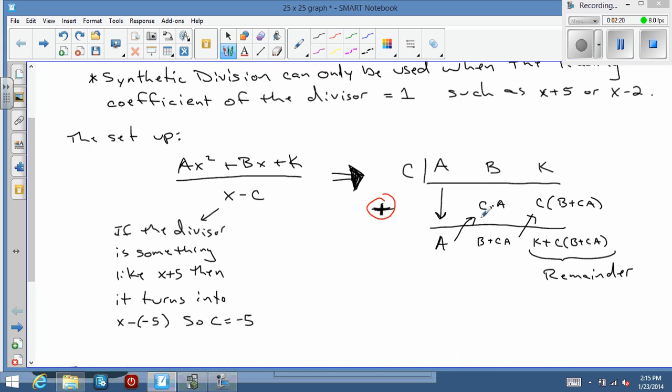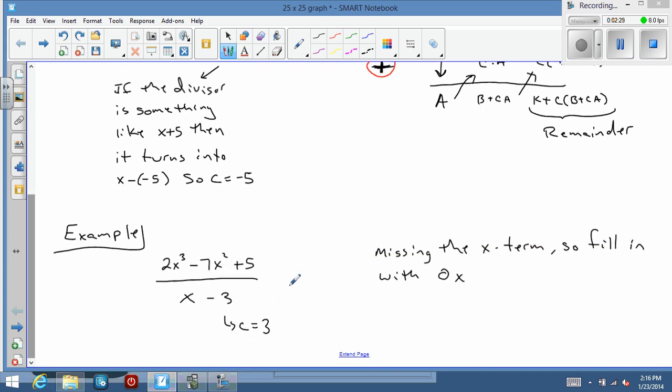So hopefully you kind of understand how this is all organized. And let's go look at doing an actual problem. I think you're going to like this method a lot easier. It's a lot easier and a lot quicker than long division. So hopefully you'll catch on to this quickly. And we will be using this throughout chapter 4.